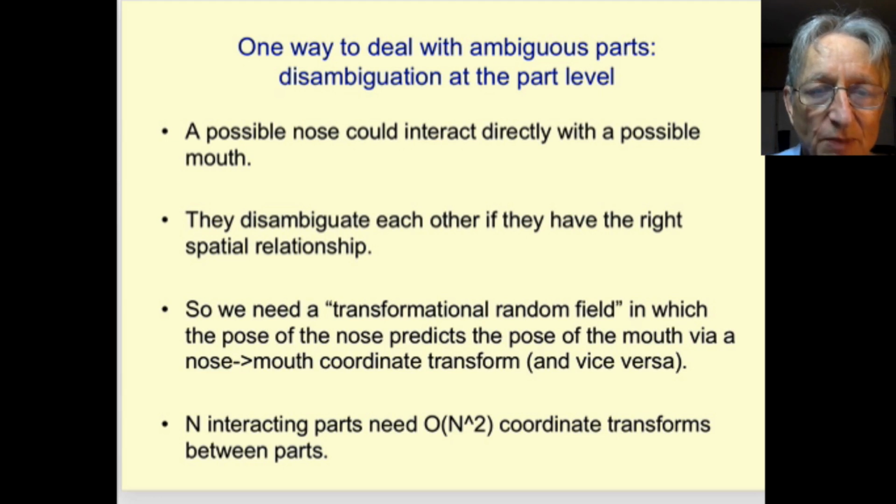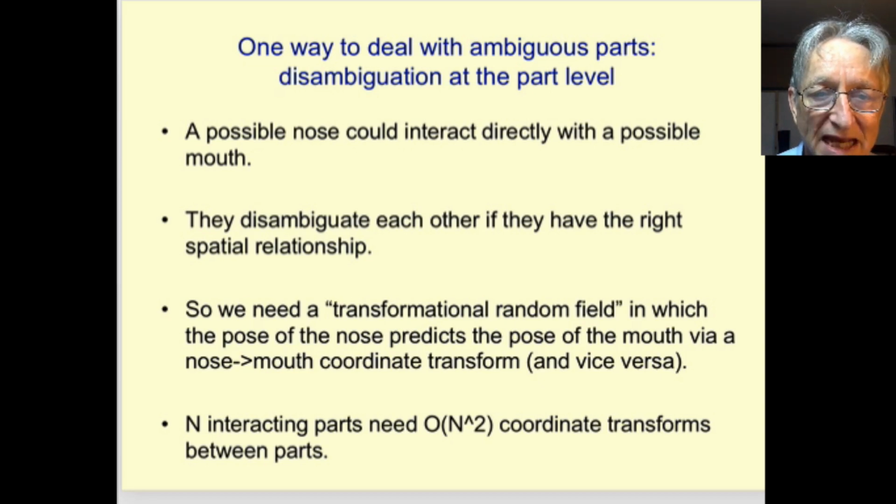Now I want to talk about the bottom-up neural net. I don't have time to talk about the top-down neural net. If you want to know more about that, look at my paper on arXiv. So when you're trying to figure out what's going on in an image, you find parts that are potentially ambiguous. You might have found something that might be a mouth, but you're not sure, and something else that might be a nose, but you're not sure. And you'd like them to disambiguate each other. So if they're in the correct spatial relationship, then they confirm each other.